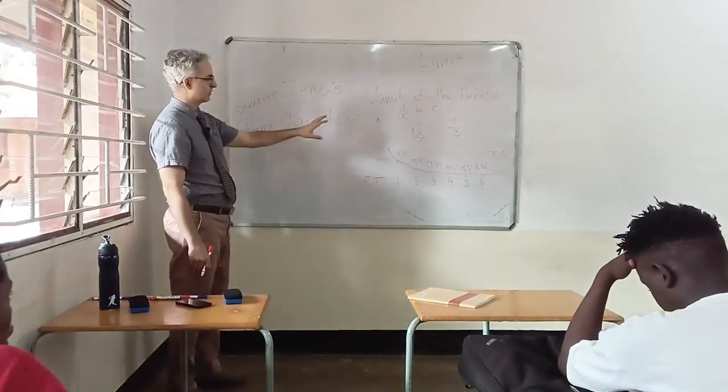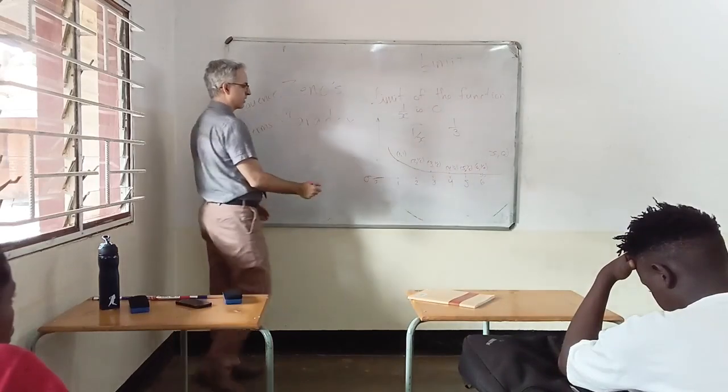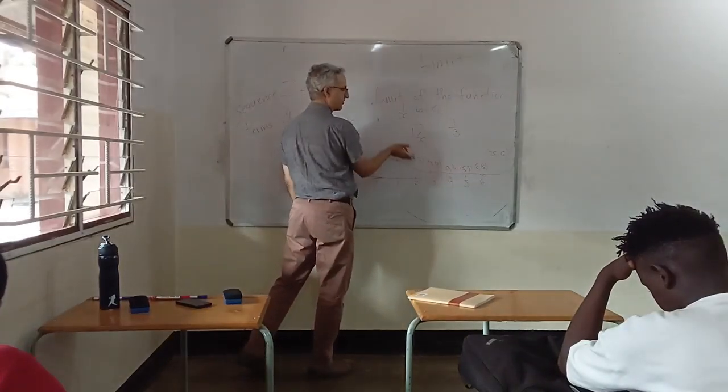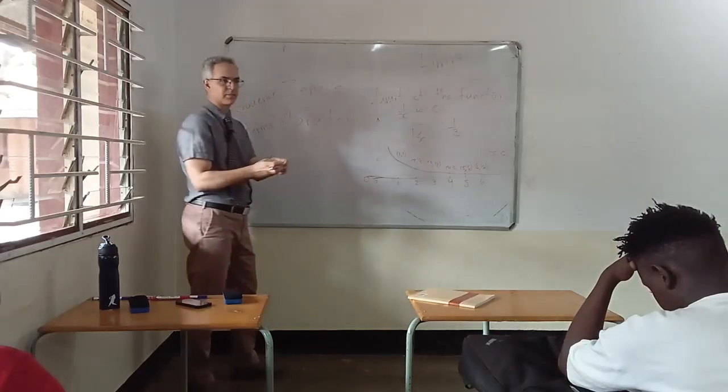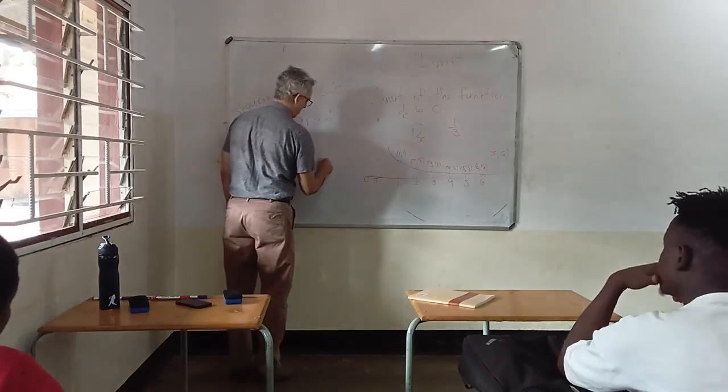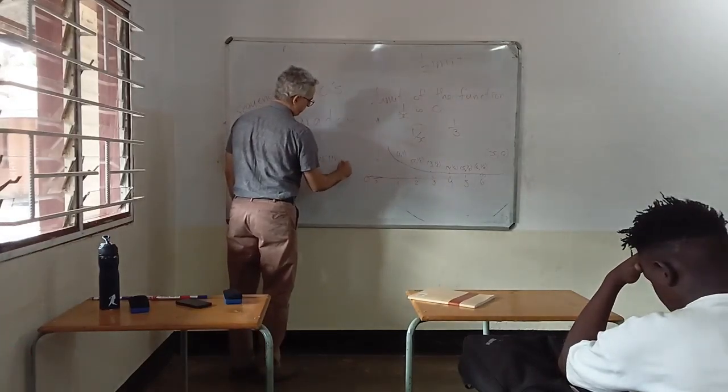Now, we give a special name to this. The line that the function approaches, we give it a special name. We call it the asymptote.